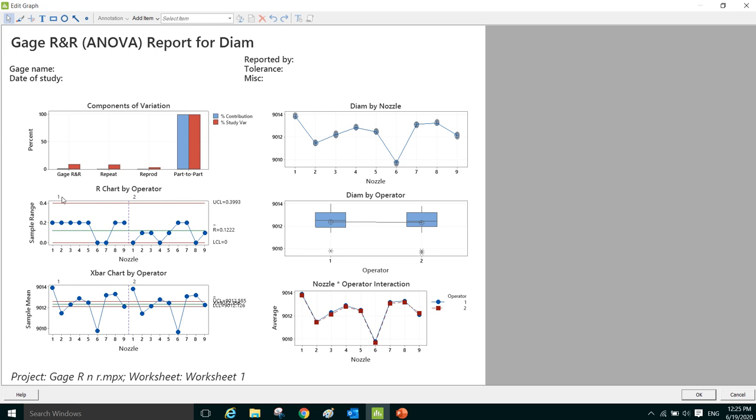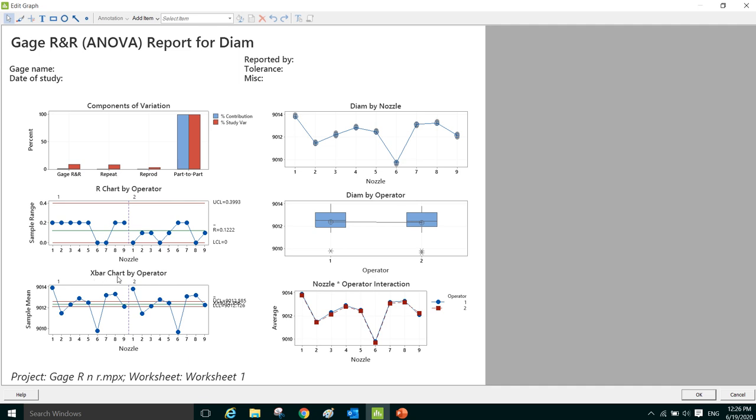We have operator 1 and we have operator 2. In this case, every part is measured twice by every single operator. So Minitab calculates the range, meaning the difference between the maximum and the minimum value from these two measurements. As long as the range stays in between the red lines, we can say that we have good repeatability, and this is reflected with the very low bar for repeatability in the components of variation.